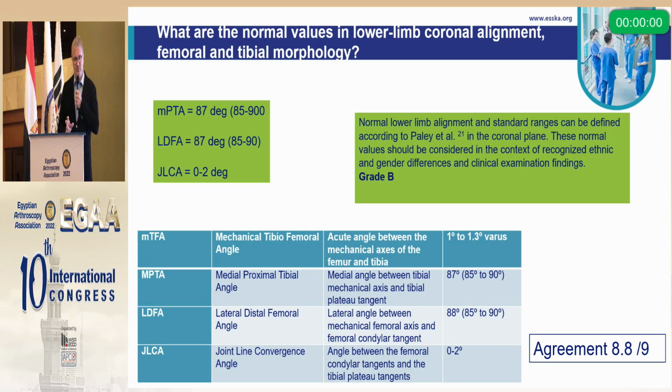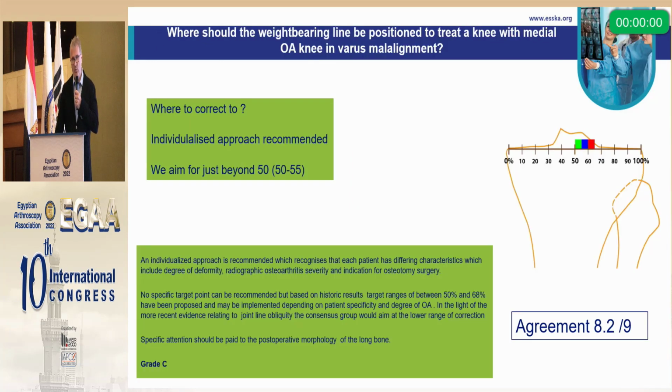These angles are critical. So you need to look on your long leg x-ray and determine what is going on at the knee in terms of the mechanical medial proximal tibial angle, the lateral distal femoral angle, and the joint line convergence angles. Where should we correct to?